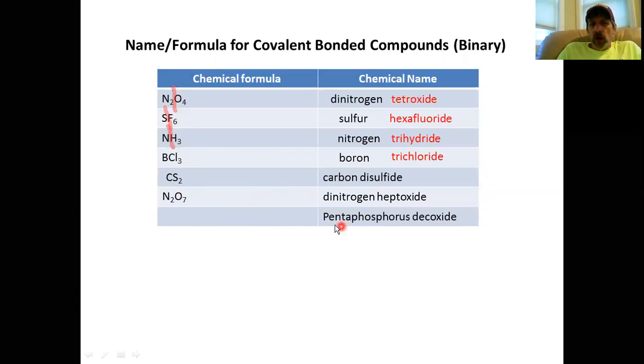So N2O7, the quantities are suggested by the prefixes. Final example in the chart, penta, the element phosphorus. Penta means 5, so 5 phosphorus. Decoxide, so that means deca means 10, right? A decade, 10 years. So decoxide, that's the element oxygen, 10 oxygen.